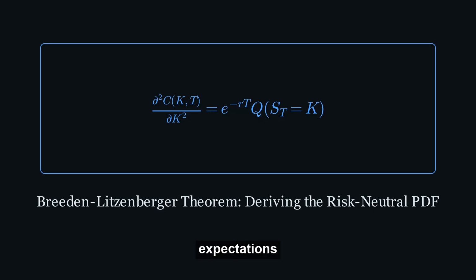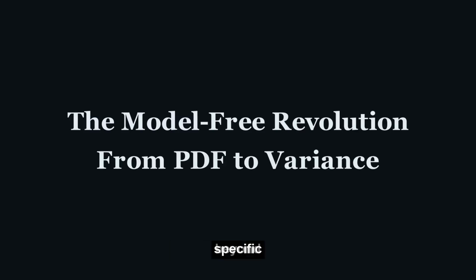The beauty of the Breeden-Litzenberger theorem is that it allows us to move beyond specific pricing models like Black-Scholes. We don't need to assume a log-normal distribution or any other specific process for the underlying asset. The market's collective wisdom, embedded in option prices, directly provides the risk-neutral probability distribution. Once we have this distribution, calculating its expected variance becomes a straightforward mathematical exercise, leading us directly to the model-free implied volatility concept that underpins the VIX, making it incredibly robust and versatile.